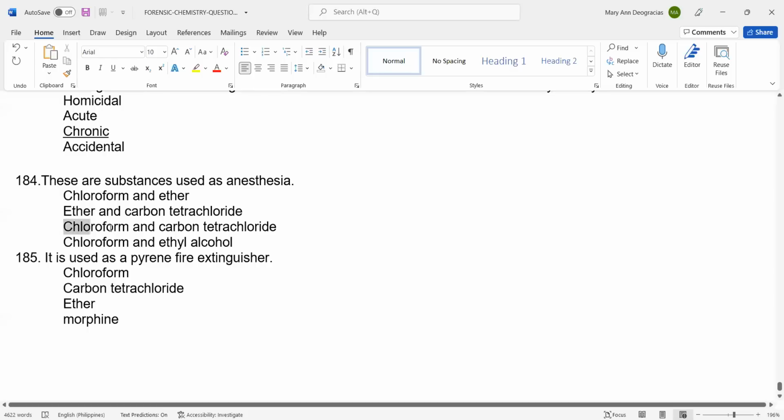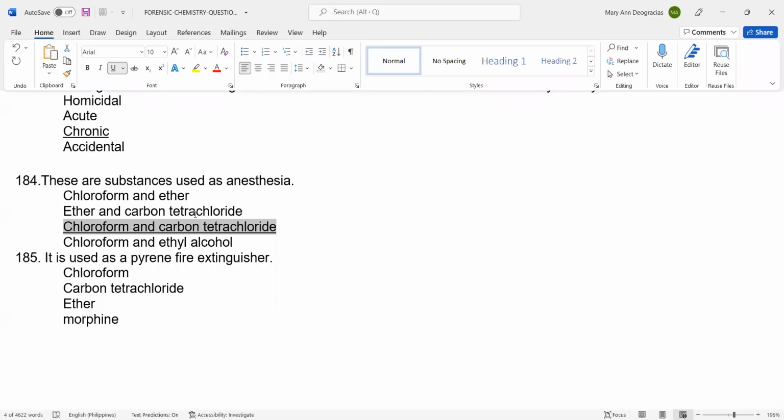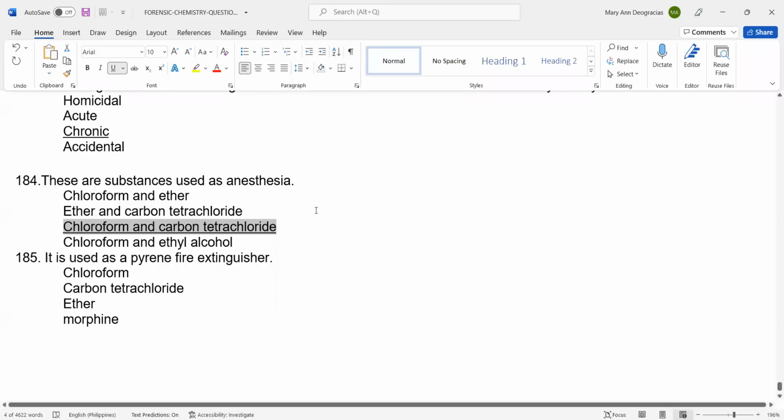Okay, last but not the least. Ether is not used as anesthesia, that one is a poison. Carbon tetrachloride can still be made into an anesthesia. Ethyl alcohol is not used as an anesthesia. Carbon tetrachloride is used as a fire extinguisher.